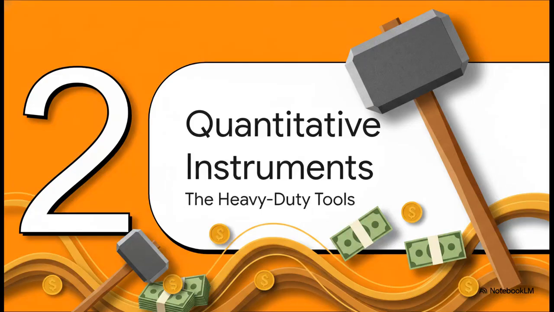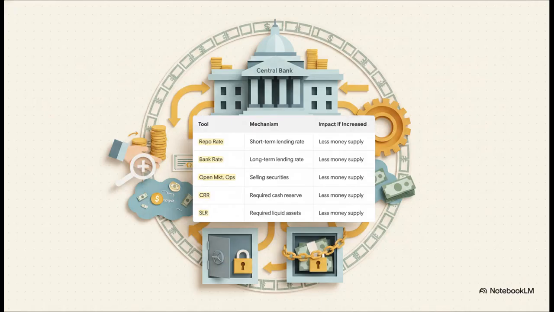All right, let's dive into those sledgehammers first. These are the tools that control the total amount of money sloshing around in the economy. When a central bank wants to make a really big move, this is the drawer they open. Okay, there's a lot on this slide, I know, but here's the cool part. All these different sledgehammers are trying to do the exact same thing, control the total money supply. Let's do a quick run-through.